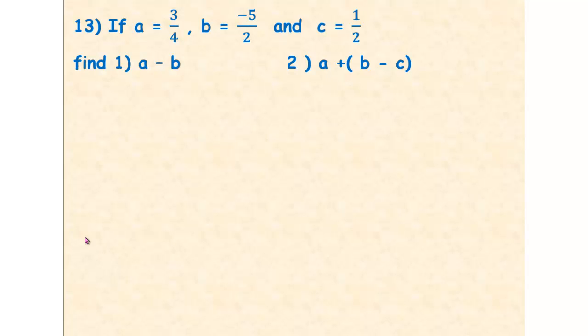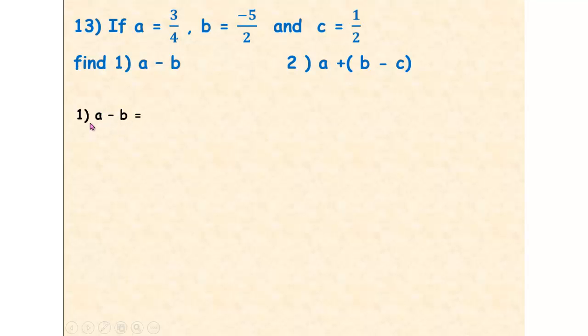The last question in today's lesson is number 13. If A is equal to 3 over 4, B is equals to negative 5 over 2, and C is equal to half. Find number 1, A minus B, number 2, A plus B minus C. What is the meaning of this question and how can I solve it? Simply, I'm going to take away the variables A, B, and C and put the rational numbers instead of them. So let's go first for the first one.